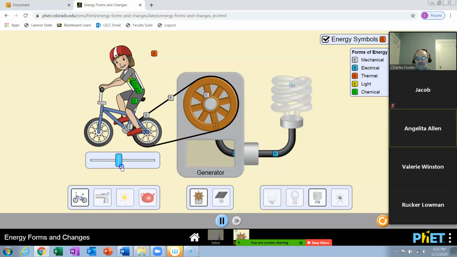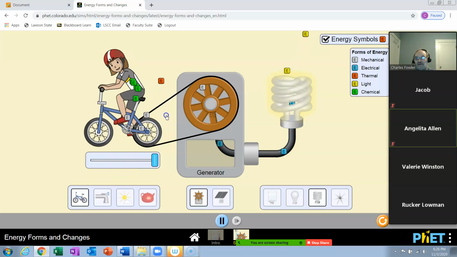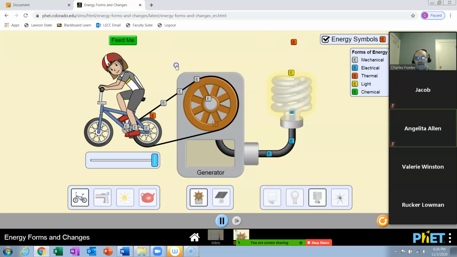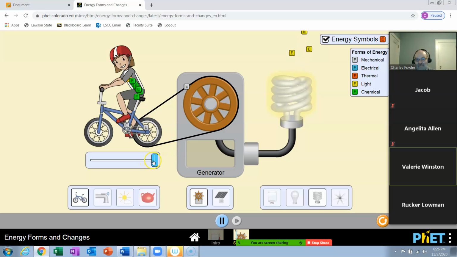Potential. Potential. No, no, no. It's moving. Kinetic. Now notice every now and then there's a little bit of heat going out there too. Okay? And now she's getting very tired, so I'm going to have to feed her. What does feeding do? It gives her chemical energy.